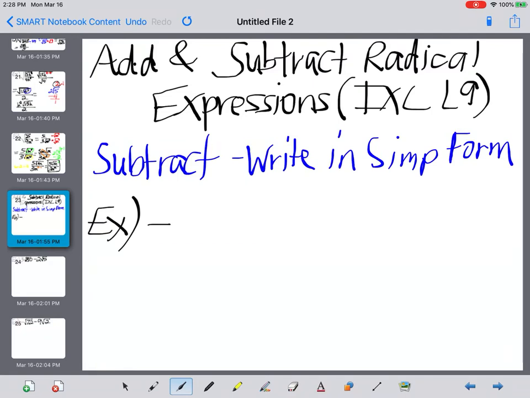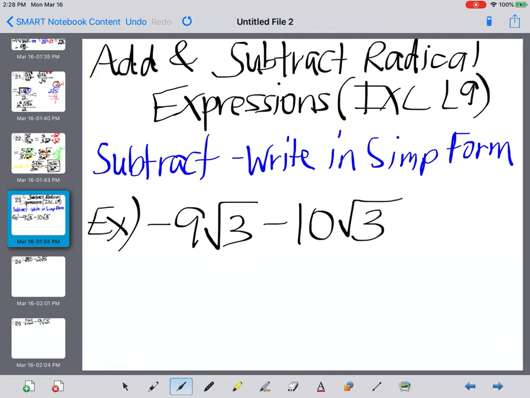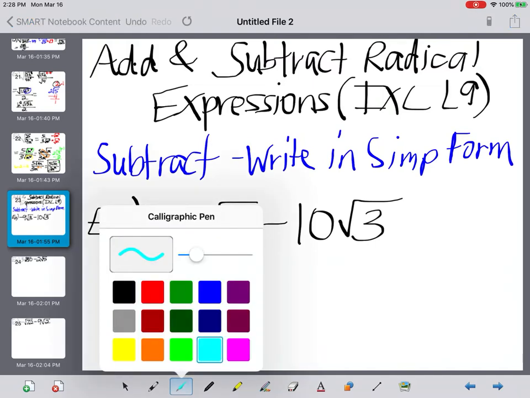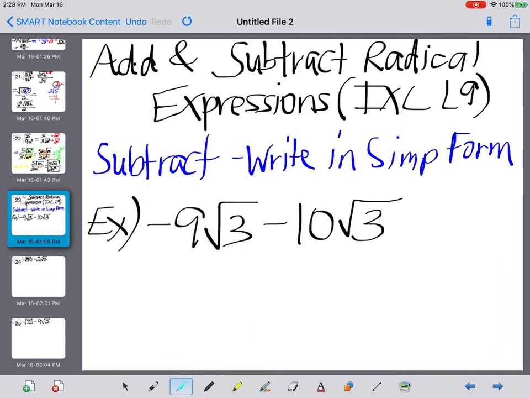So we are going to start with -9 on the square root of 3 minus 10 on the square root of 3. Okay, so this one's actually pretty easy because if you notice, we have a common factor on both of these. I have square root of 3 here and square root of 3 there. So our GCF equals square root of 3.